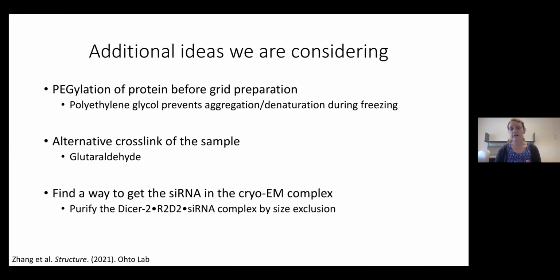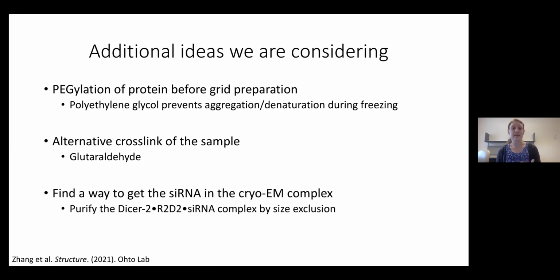We also are exploring alternative cross-linking methods for the sample. One is glutaraldehyde. I have successfully cross-linked Dicer-2 and R2D2 using glutaraldehyde. I just haven't put that sample onto grids at this time. And finally, we're still trying to find a way to get the siRNA into the Dicer-2 R2D2 cryo-EM complex.